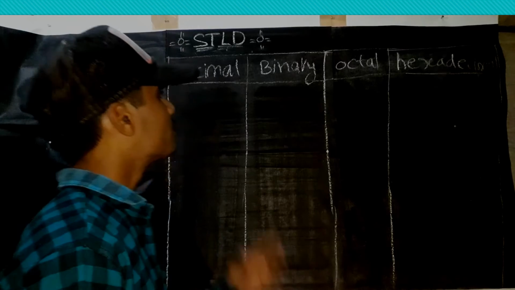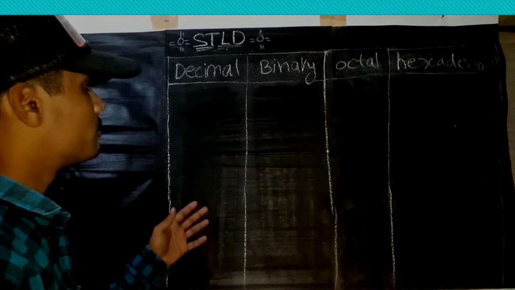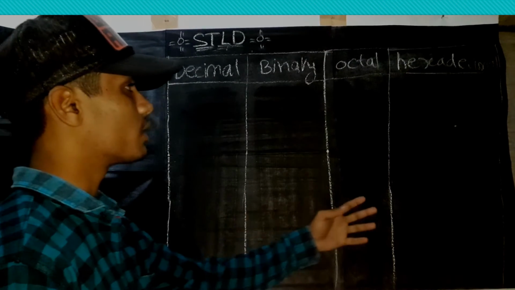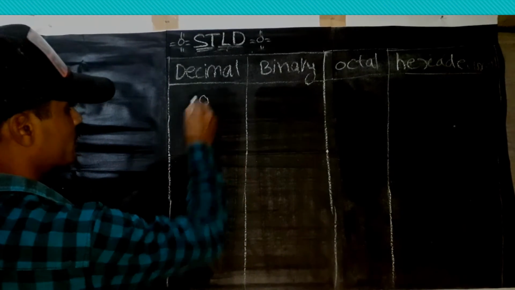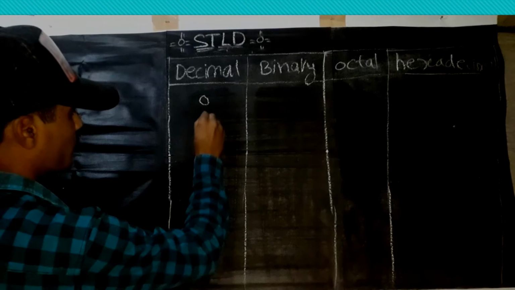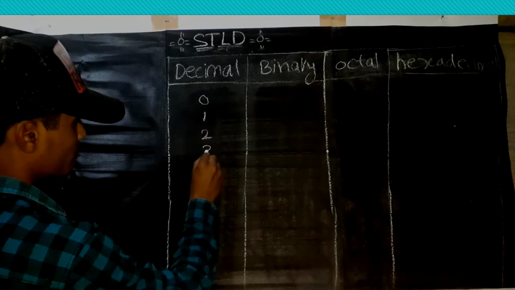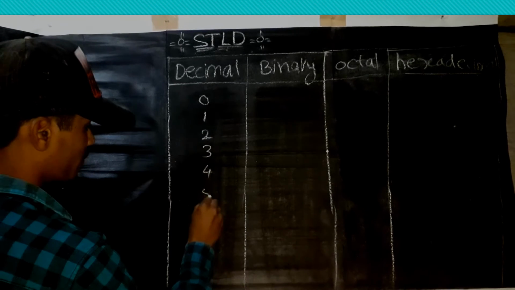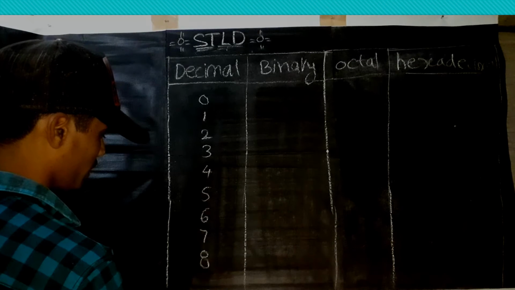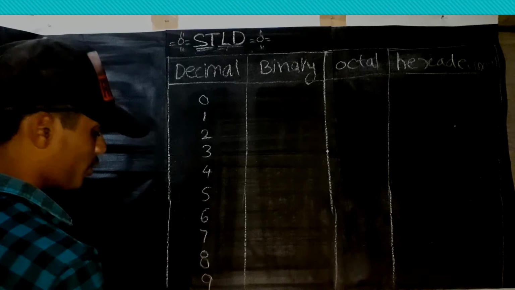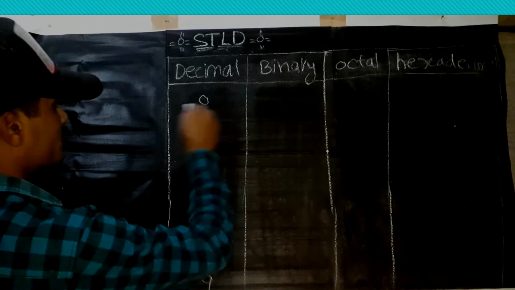Now, the tabular form of decimal number system, binary number system, octal number system, hexadecimal number system. Here, the decimal number 0 is taken, then 1, 2, 3, 4, 5, 6, 7, 8, up to 9. We will discuss now. So decimal number 0.